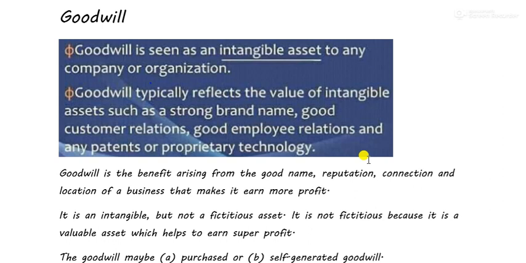But why do we need to calculate the value of goodwill at all? We learn it further. So first of all, goodwill is an intangible asset, very important, always comes for 1 mark in MCQ. So goodwill is an intangible asset. Another thing, look over here, but not a fictitious asset, also very important. Always remember, goodwill is an intangible asset, but it is not a fictitious asset. What is a fictitious asset? We'll learn it in the later classes.